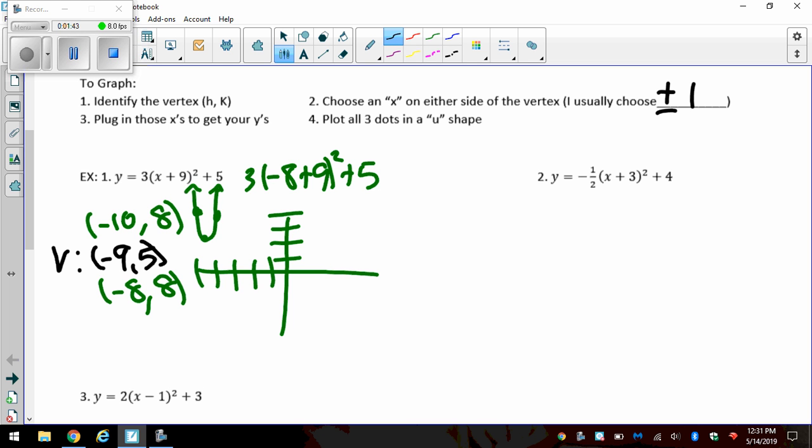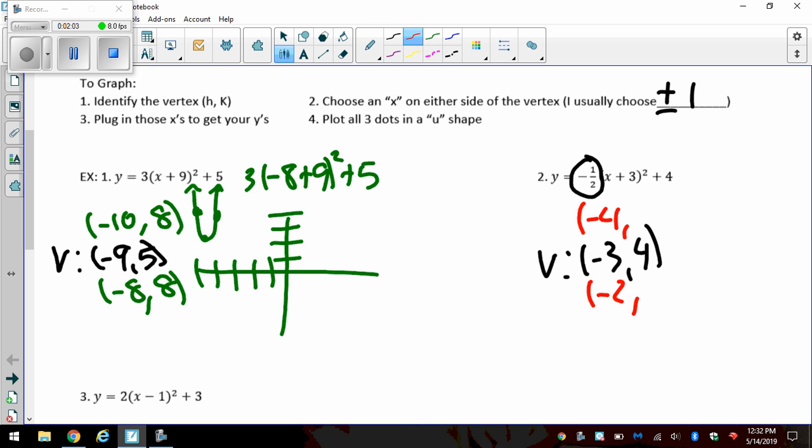So now let's try another one. The first thing I notice on here is that my A is negative. So that's going to make my graph open down. So when I'm done, my graph will be going down, or I messed up somewhere. My vertex for this one is -3, 4. Remember, the opposite of the inside, comma, the outside number. I'm going to pick a number one smaller and one bigger.